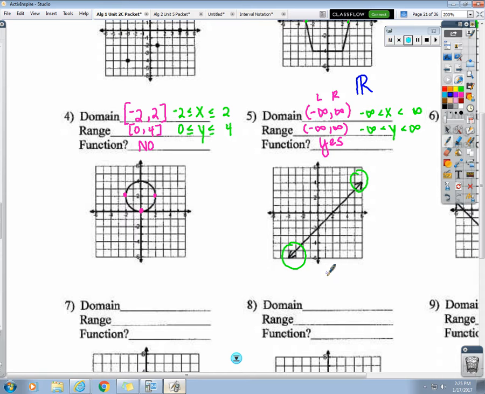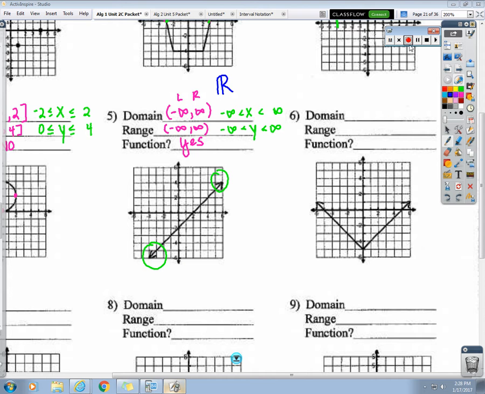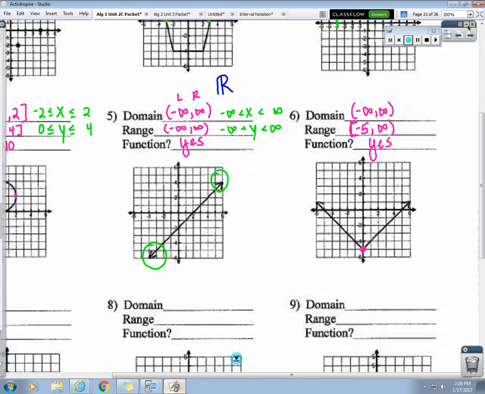Okay, I want you to take a second and try 6 and 7 by yourself. Is it a function? Yeah. Yes, it would definitely pass the vertical line test. What's the domain? Correct. All real numbers. You can go left forever and you can go right forever. What about the range? No, you can't go down forever. Isn't this the lowest? And that -5 needs a bracket, right? And then how high can you go? Infinity.